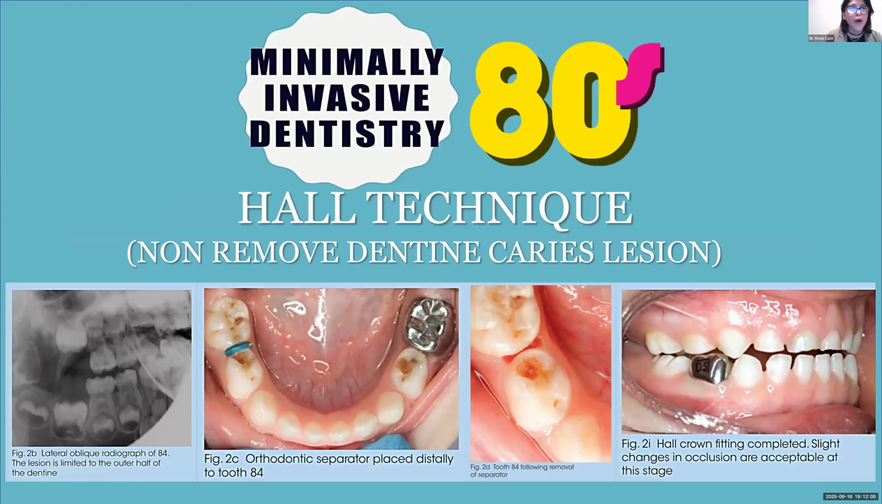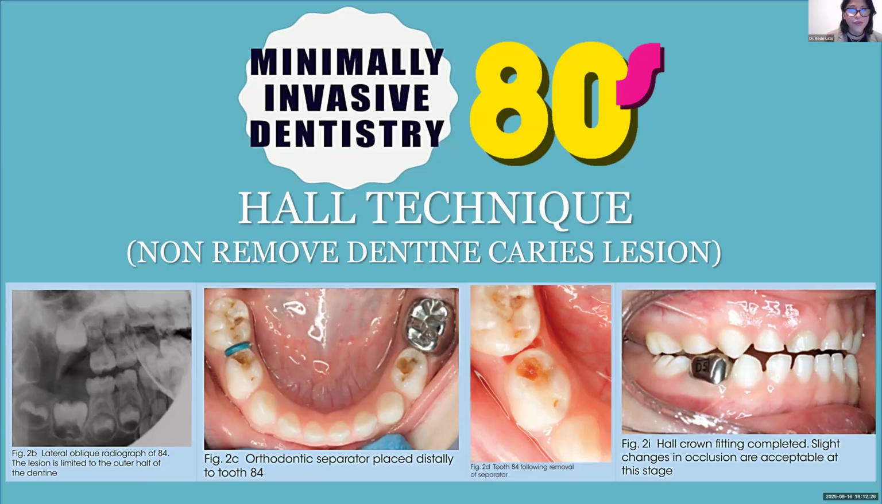The Hall technique said to you, don't remove the carious dentin. Not effective, you don't need to remove anything. Only with a steel crown, you close well, you seal this cavity well. What is happening here? Of course, the progression continues. It's going to be a slow progression, but it is a continued progression.